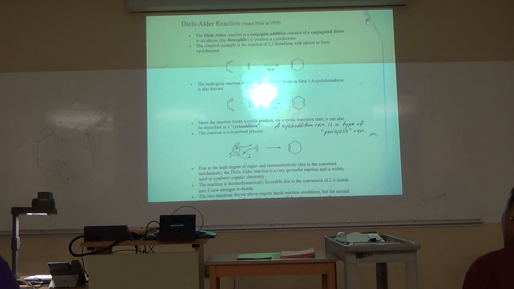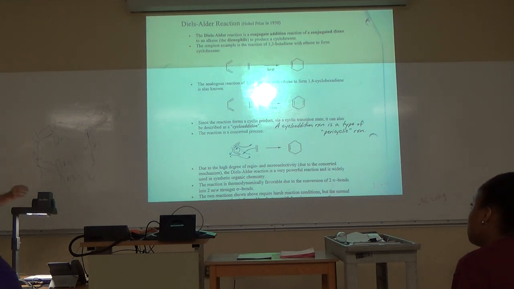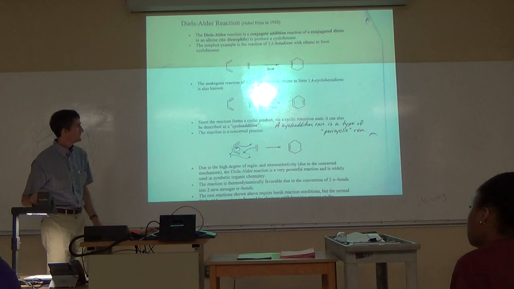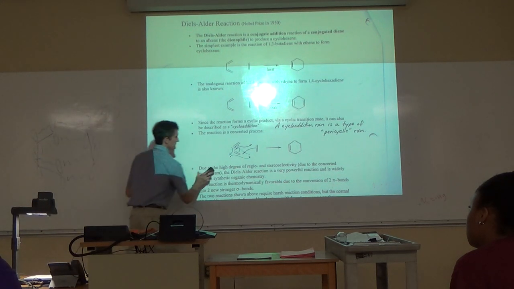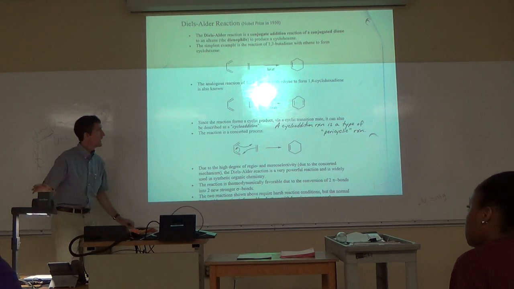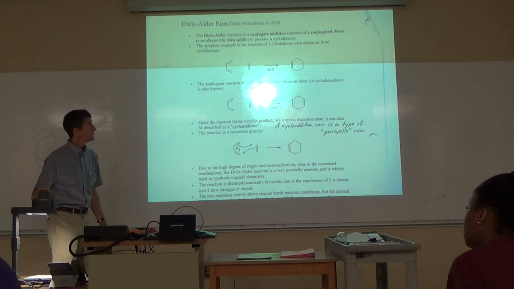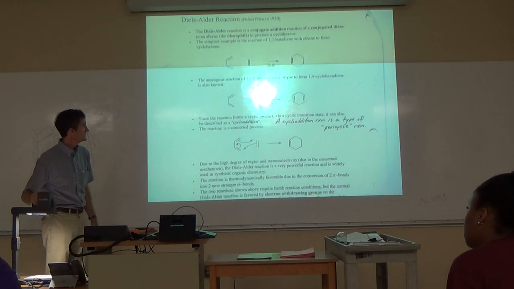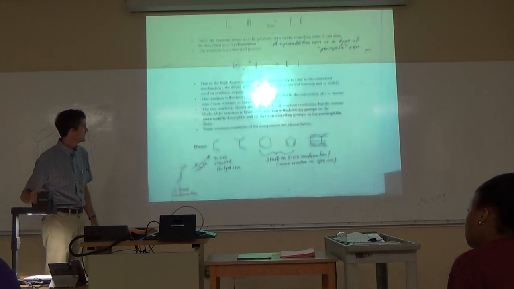There's about three types of pericyclic reactions. Cycloaddition is one. The other two we're not looking at, but I think the Klein book has a chapter dedicated to pericyclic reactions. Cycloaddition is the most common, and Diels-Alder is the most common cycloaddition that you will see at the introductory level.